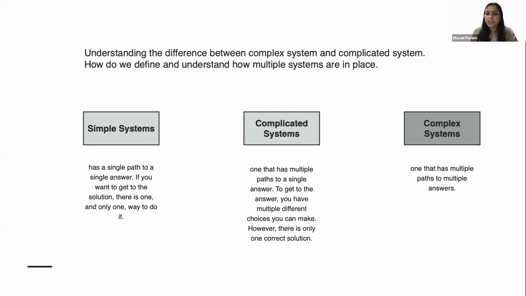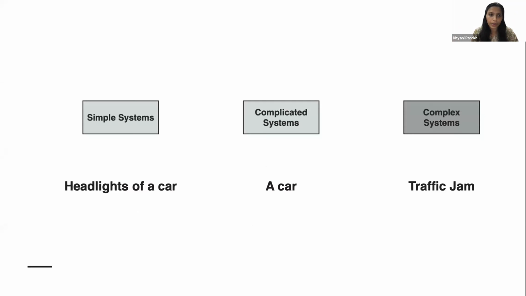So when we look at systems thinking and we're looking at problems like AMR especially, you view them as complex systems and not complicated systems. And let's understand this better with examples. When we consider simple systems, we can say headlights of a car. When we consider a complicated system, it will be an entire car. And when we consider a complex system, it's a traffic jam.